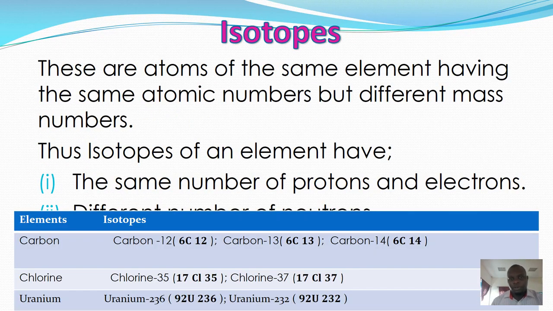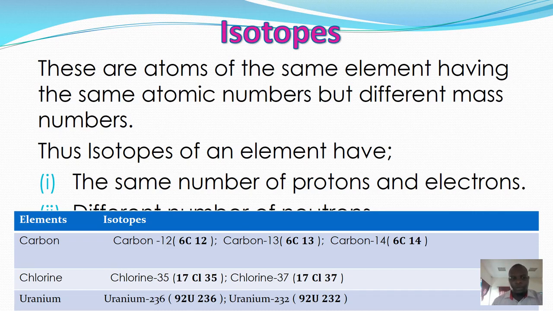So we have isotopes. We can define isotopes as atoms of the same element with the same atomic number but different mass number. Isotopes have the same number of protons, but they will always have different numbers of neutrons.